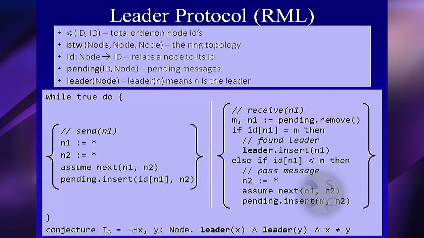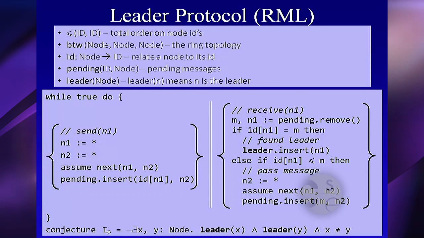The topology has a between relation on nodes, which means that the node in the middle is on the shortest path between the two nodes. So this is how I encode the ring topology. And there is ID, which is a function from a node to ID. And there is pending, which says that some ID is pending on some node. And leader is a unary relation, which says that one node is a leader. Okay, so you see that the safety property says that there exist no two nodes which are both leaders. So this is the safety property.